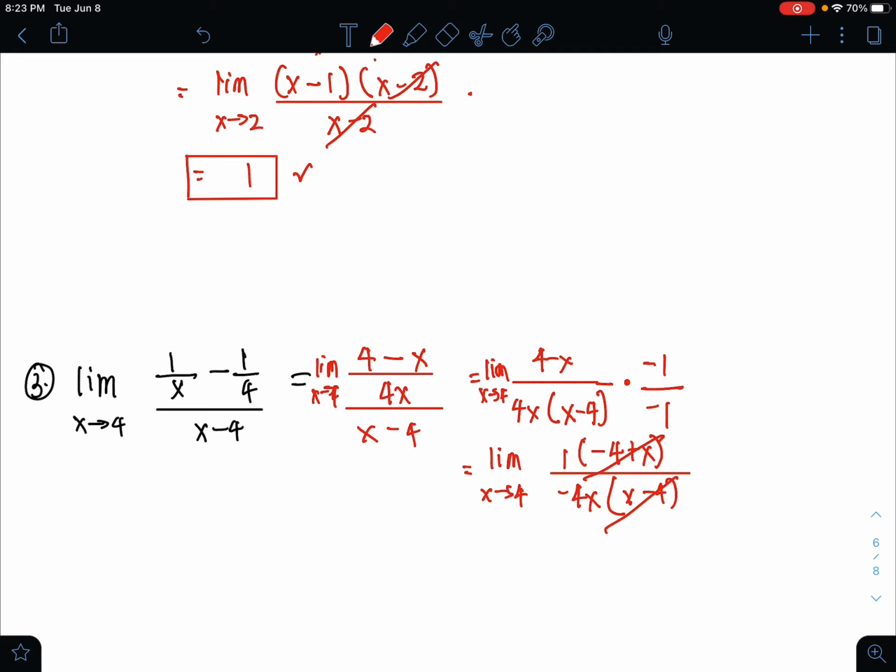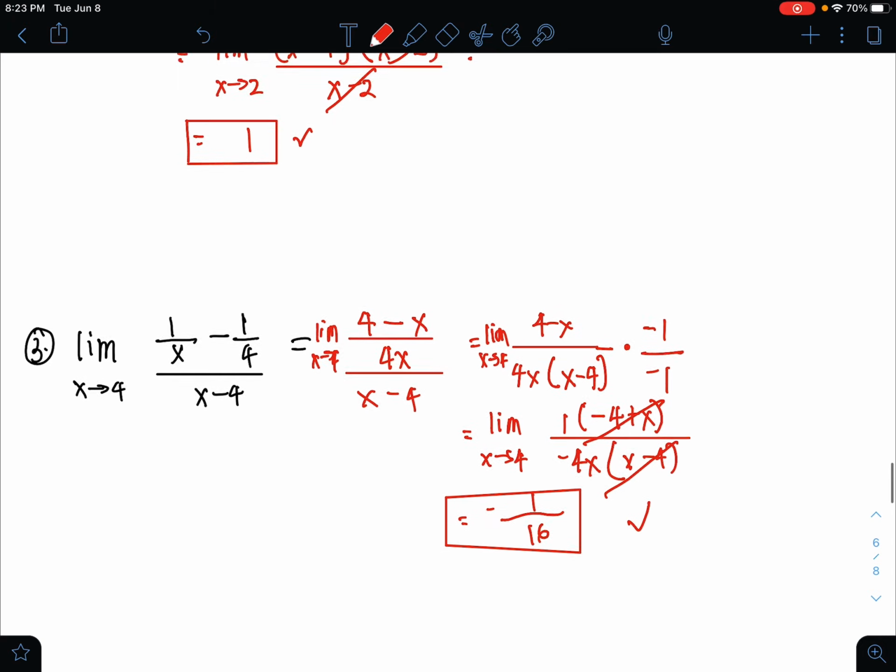What remains in the numerator is 1. So the limit of the function 1 over negative 4x as x approaches 4 is equivalent to 1 over negative 4 times 4. That's negative 16, or negative 1 over 16, which is our final answer. Okay, so that is your final answer.